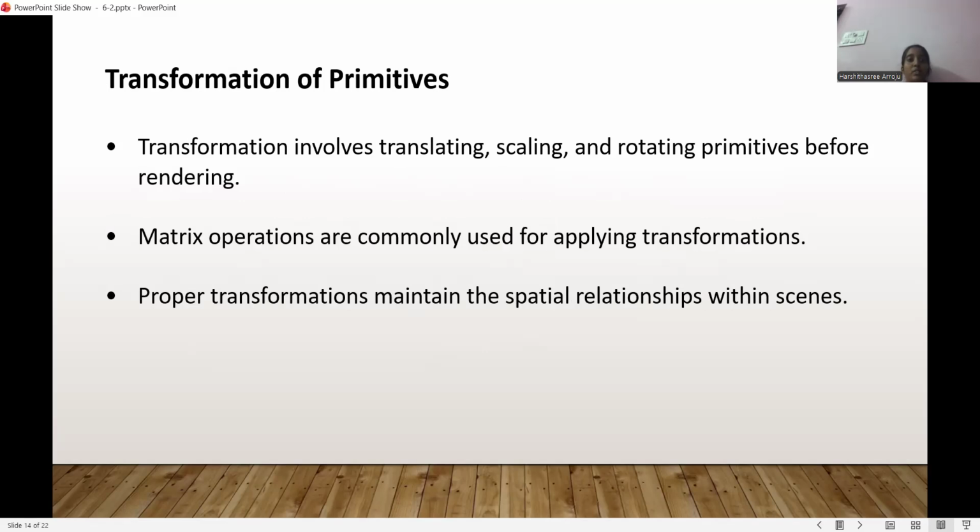Transformation of primitives. Transformation involves translating, scaling, and rotating primitives before rendering. Matrix operations are commonly used for applying transformations. Proper transformations maintain the spatial relationships within scenes.